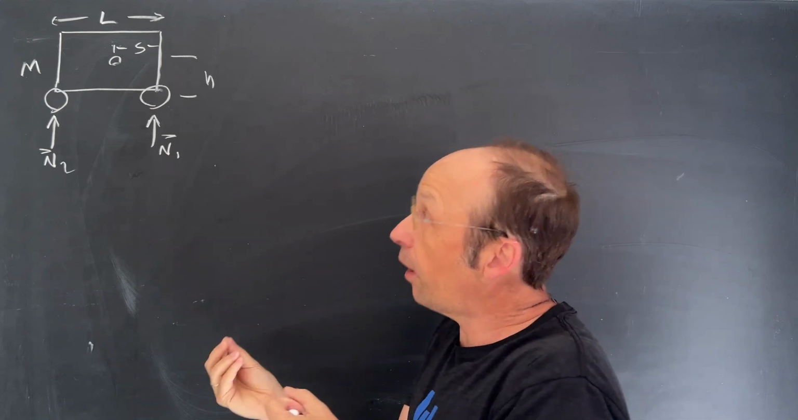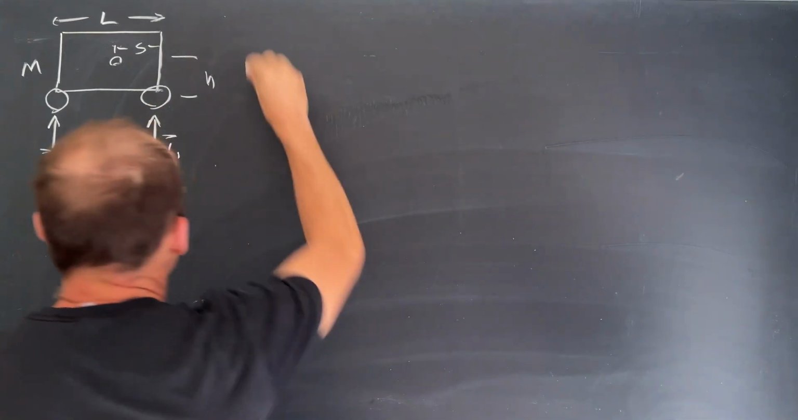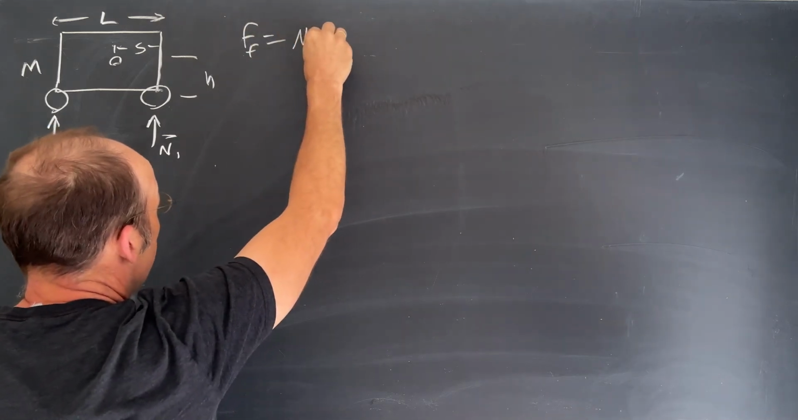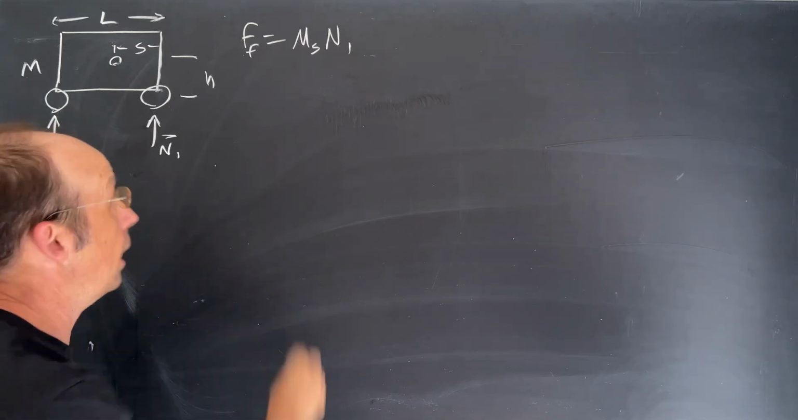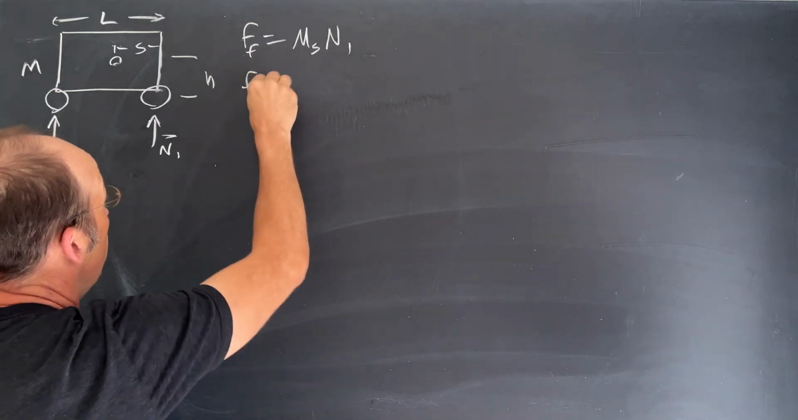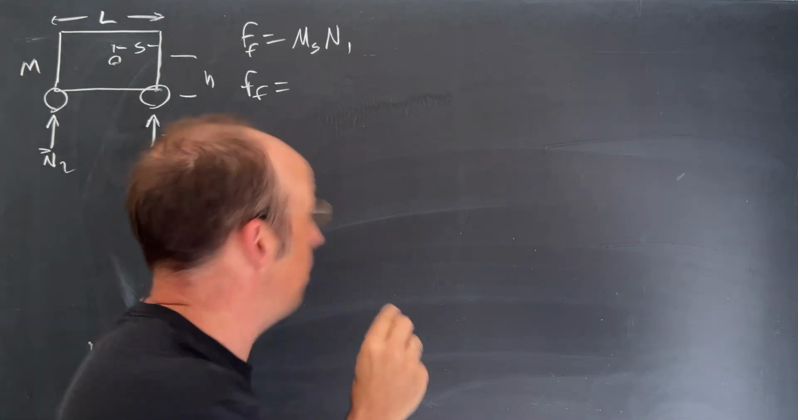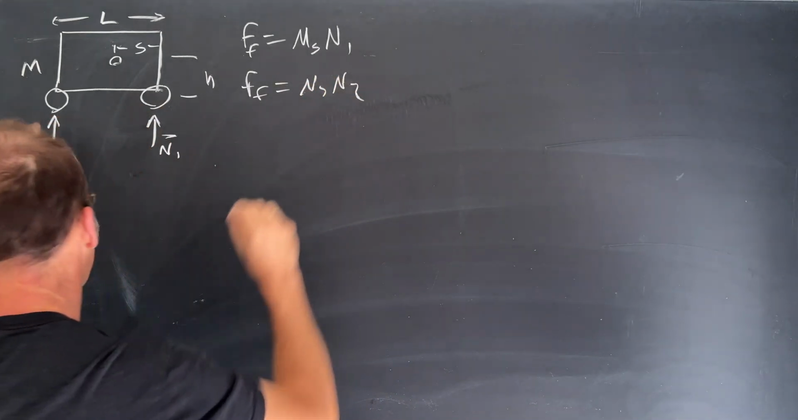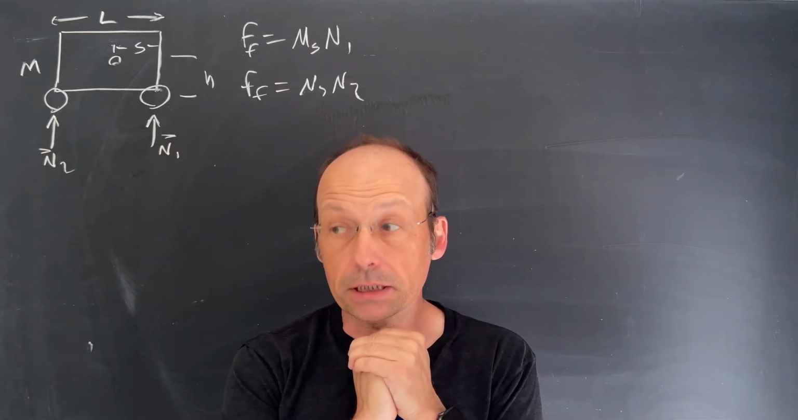If I have a front wheel drive car, then the frictional force that I'm going to use is the coefficient of static friction times N1. This is for front wheel drive cars. And then for rear wheel drive cars, we're talking about the maximum frictional force, which is mu s times N2, where that's the rear wheel.